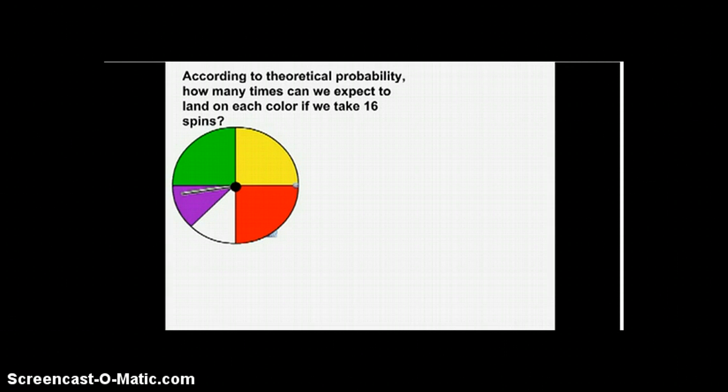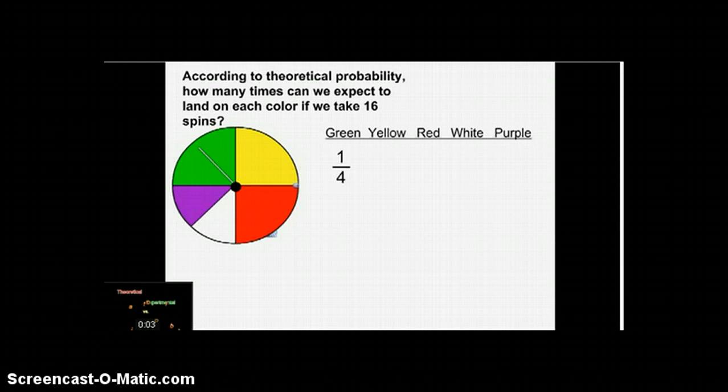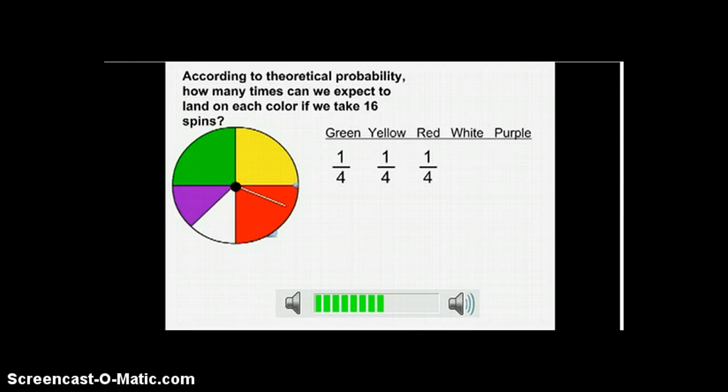Well, let's examine the green, yellow, and red sections because they are equal in size. We can clearly see that each of these three colors occupies 1/4 of the space of the entire spinner. Therefore, the probability of each of these colors being landed on is 1/4, or one chance out of every 4 spins. Examining the white and the purple slices, we can see that each one of those occupies 1/8 of the area of the spinner. So we would say the probability of those colors being landed on is 1/8 each, or 1 out of every 8 spins.